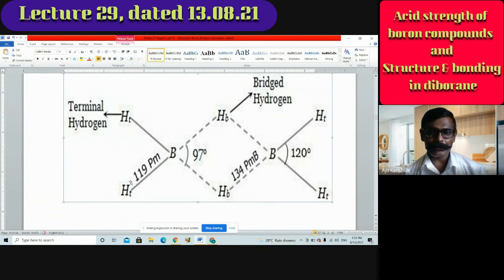This kind of bond, the terminal bond, is two-centered, two-electron. How many centers are there? Those electrons are there. Here, centers are more, electrons are less. Similarly, for the lower bridge, an electron is from this right side boron and an electron is from the lower, bridged hydrogen.